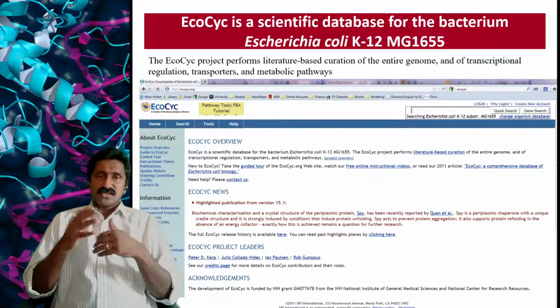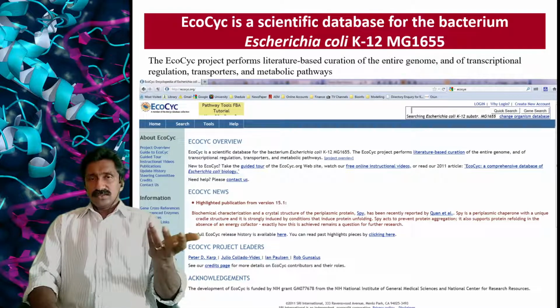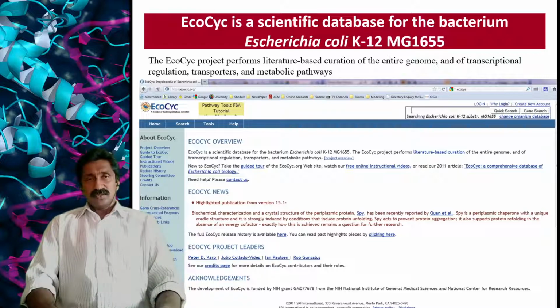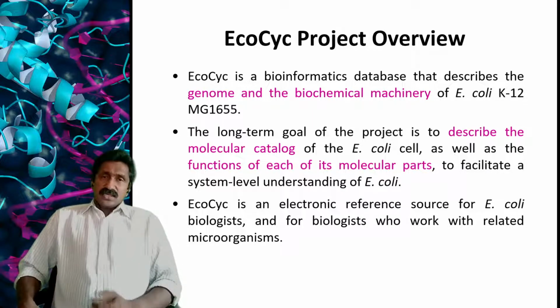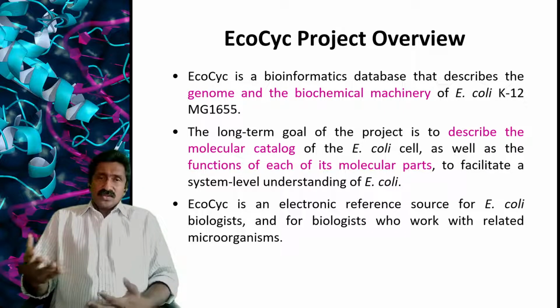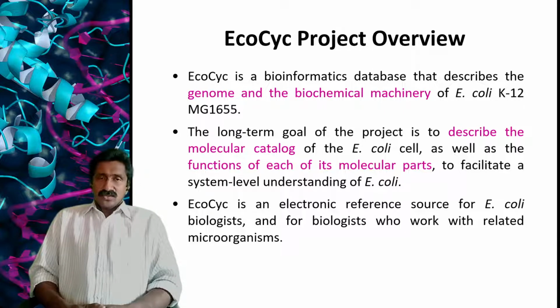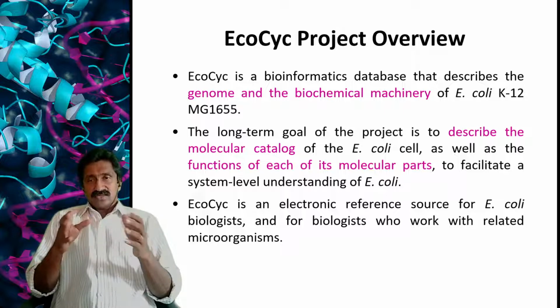So it's actually a specialized database which is used for the E. coli K12 strain. EcoCyc is a bioinformatics database that describes the genome and the biochemical machinery of this particular strain of E. coli K-12. And the long-term goal of this project is to describe the molecular catalog of the E. coli cell as well as the functions of each of its molecular parts.